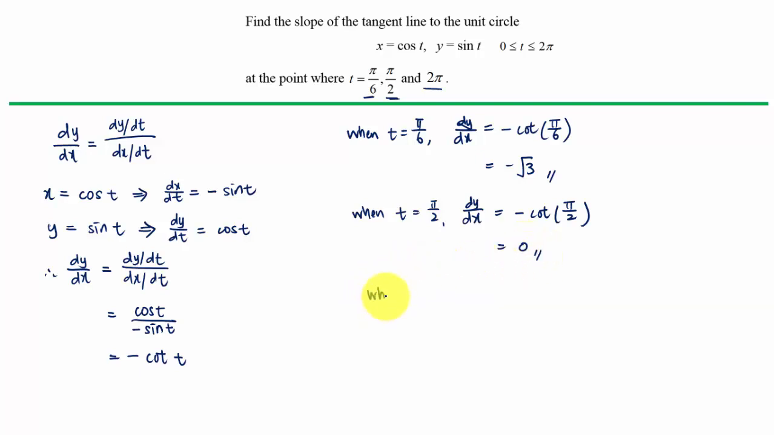When t is equal to 2 pi, this is a very special case. Notice that when t equals 2 pi, sine of 2 pi will actually give us 0. Since sine t is equal to 0, which is in the denominator, your gradient or your slope dy/dx will be undefined.